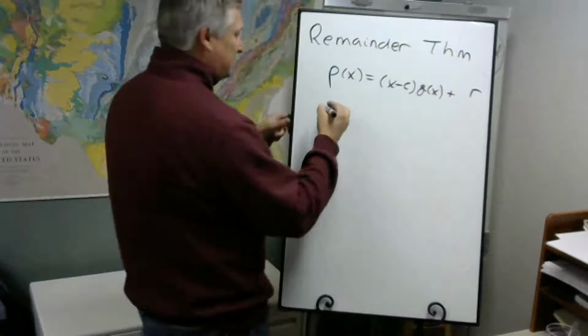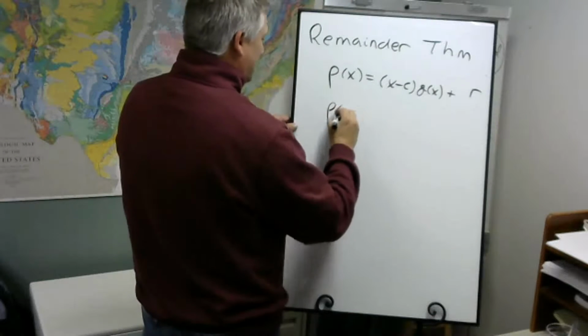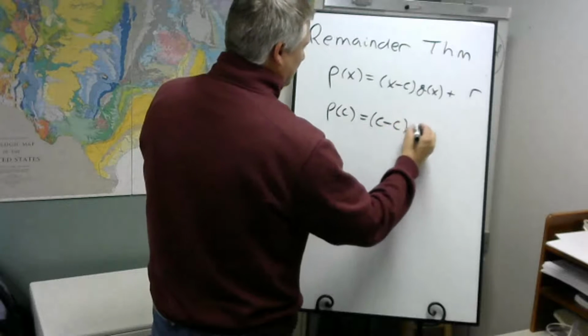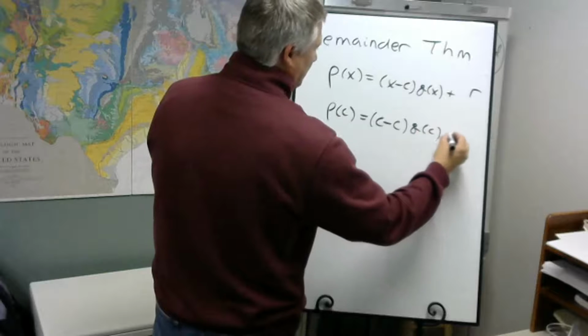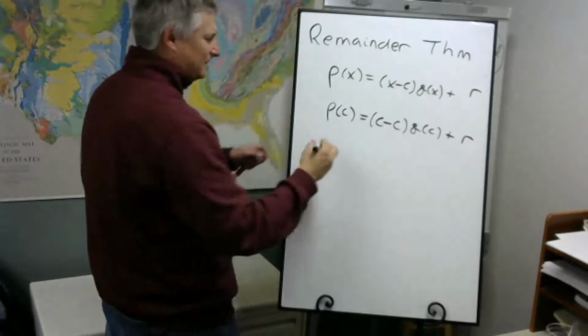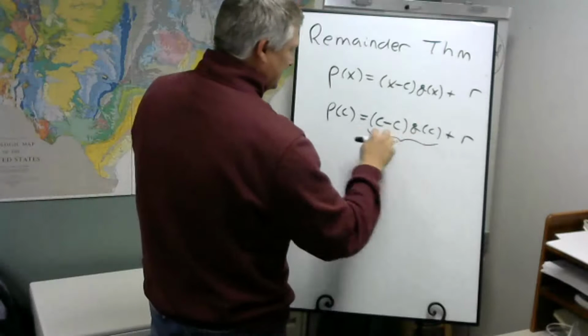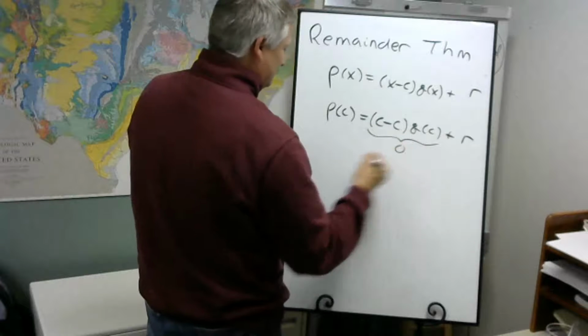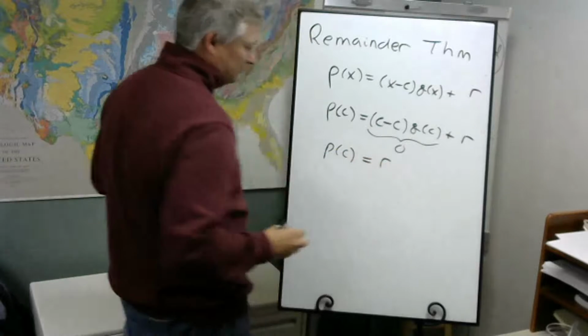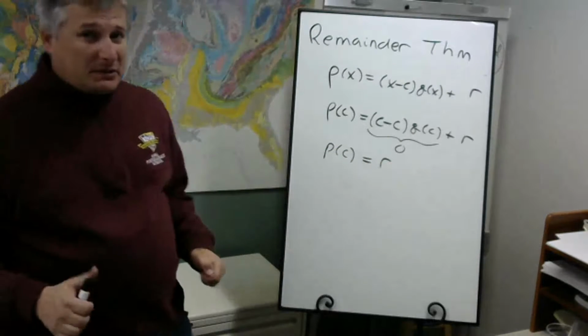So given this, we made the observation earlier that P of c is c minus c, Q of c plus R. And this will become 0 because this is 0. So we get P of c is equal to R.